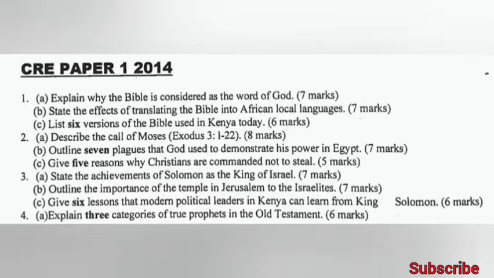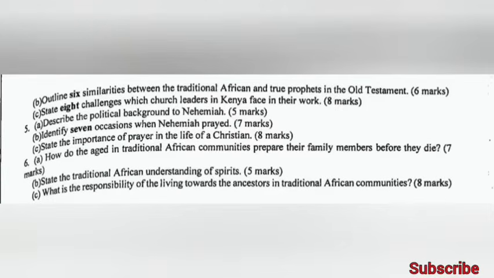Question 4a. Explain 3 categories of true prophets in the Old Testament. B. Outline 6 similarities between the traditional African and true prophets in the Old Testament. C. State 8 challenges which church leaders in Kenya face in their work.